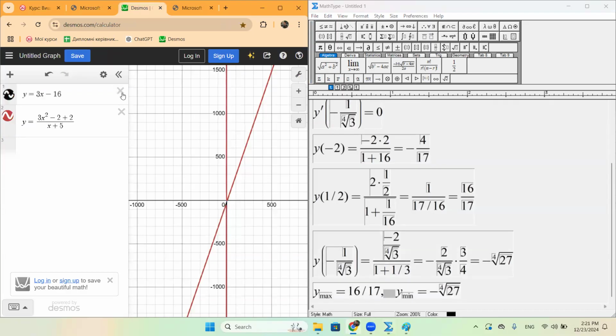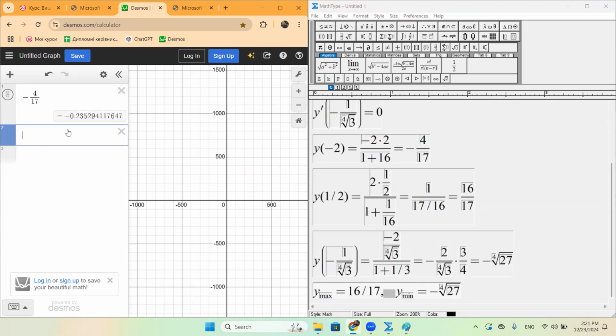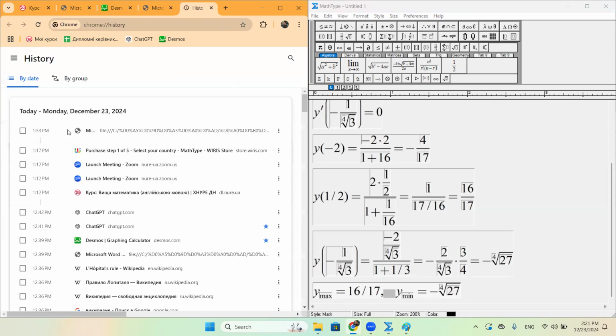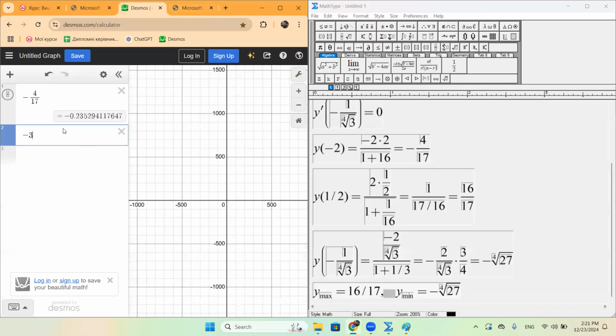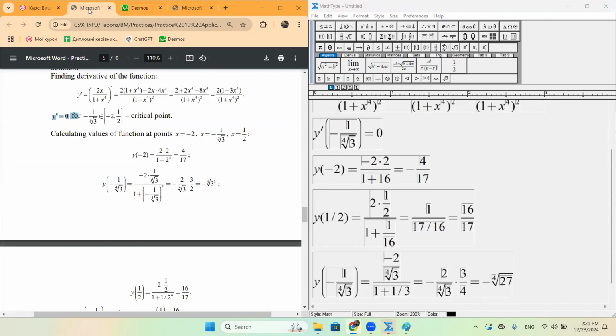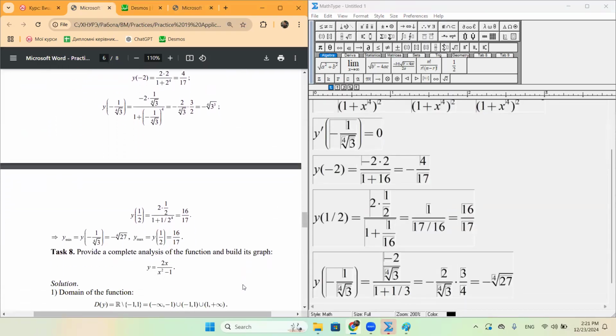And by the way, if we just calculate them, minus 4/17 and minus 3 in power of 1/4. So this is the minimum value. Any questions about this task? Okay, I guess no questions.